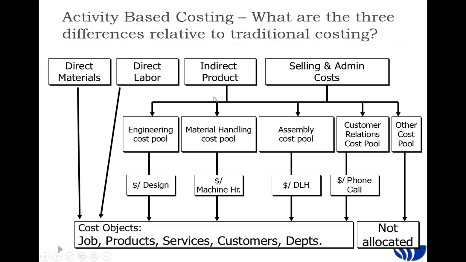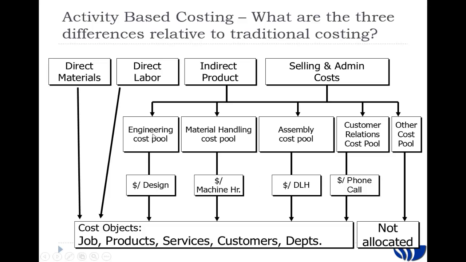The first thing that you'll notice is that we don't have just one cost pool and one cost driver, which is direct labor hours, right? We've got 5 different cost pools now. We've basically taken all these indirect costs and divided them into 5 different cost pools, and we're going to allocate those costs in proportion to different cost drivers.